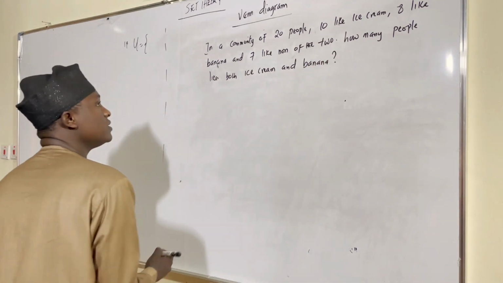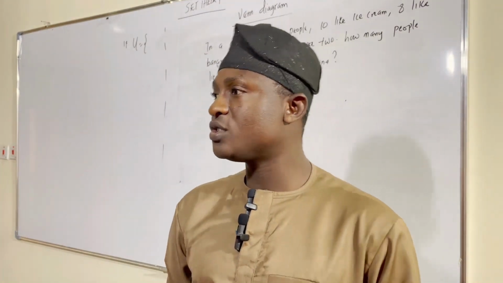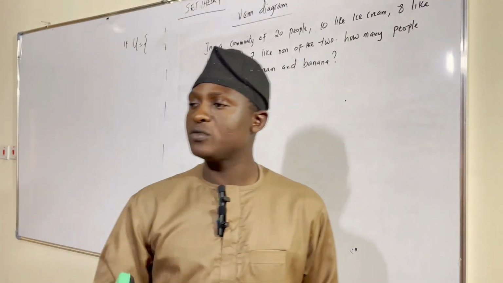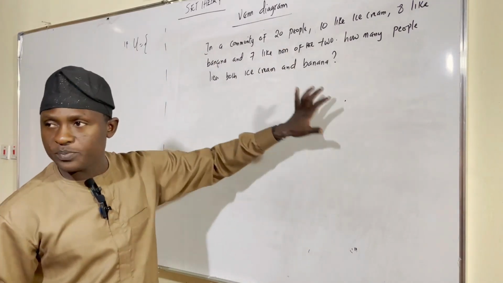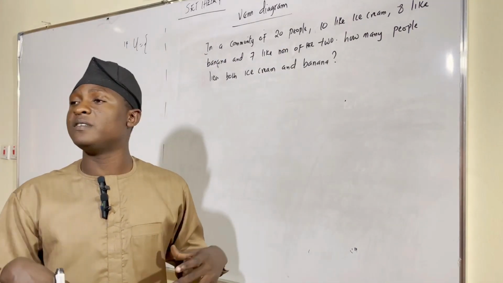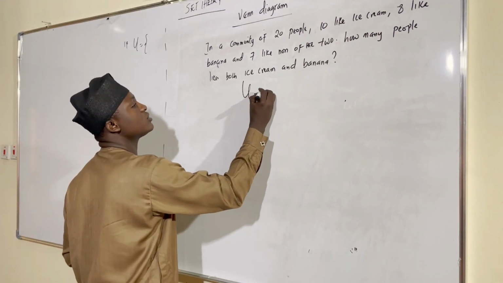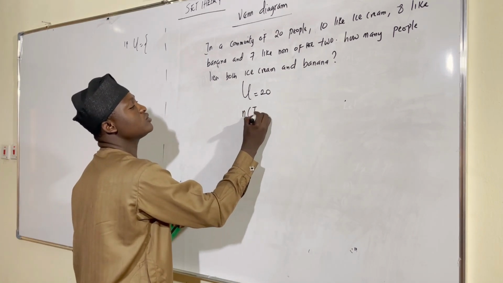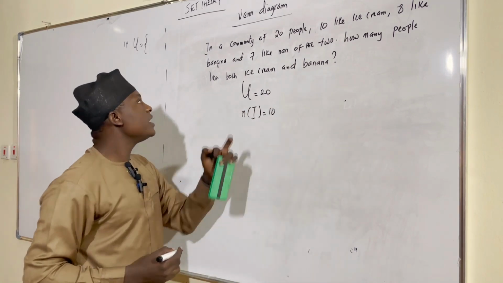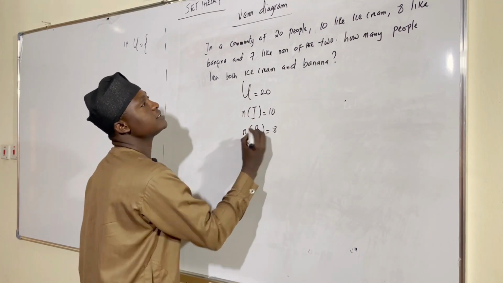So if you look at this problem, this is another set problem. We are given, let's just say, a community of 20 people. The number of people in that community is 20, so the universal set is equal to 20. 10 like ice cream. Let's use I to denote the number of those who like ice cream. They are 10. 8 like banana. The number of those who like banana is 8.